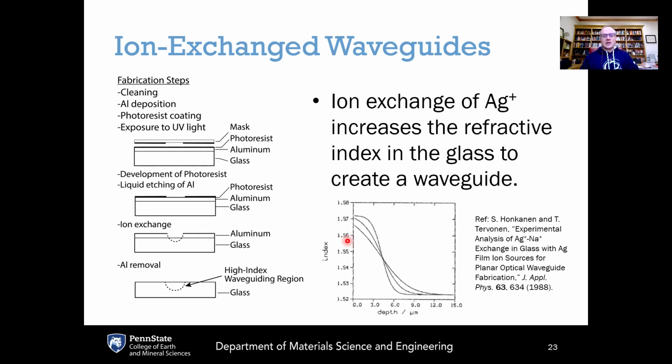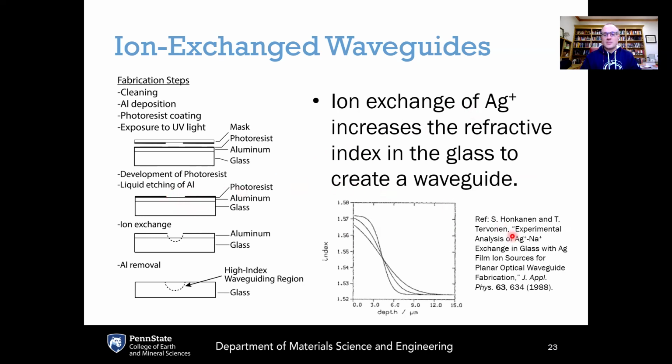Now, ion exchange is useful not just for strengthening glasses, but also to change the refractive index of glasses. And one of the early uses of ion exchange was actually to make ion exchanged waveguides or planar waveguides by basically taking your glass sample and then putting coatings on it where you could then etch away part of the coating and have that etched away part exposed to an ion exchange process where silver ions get exchanged for sodium into the glass.